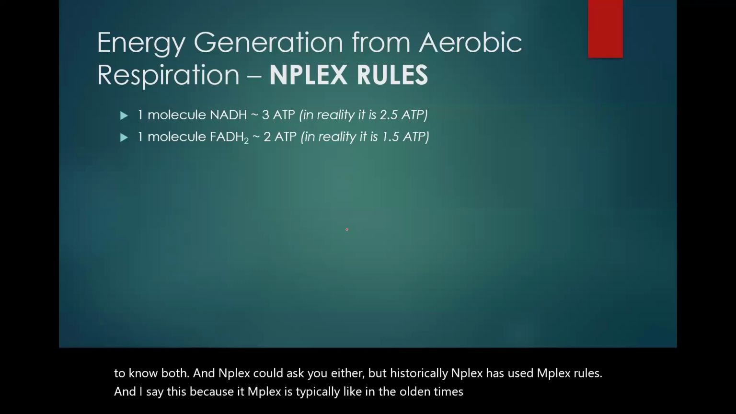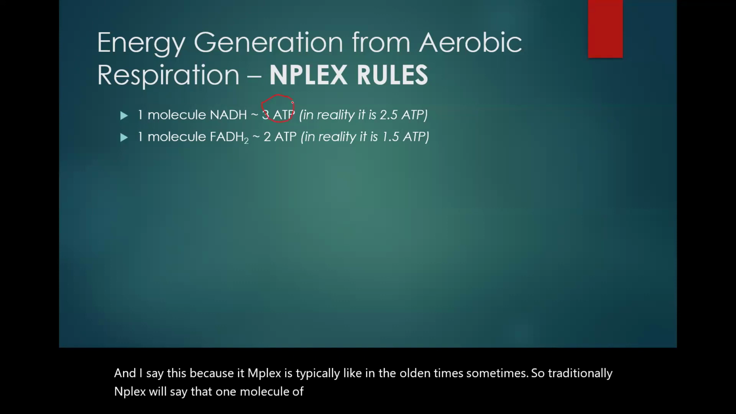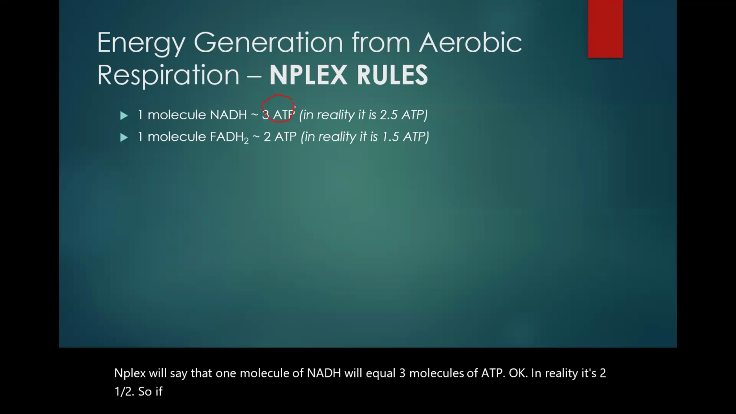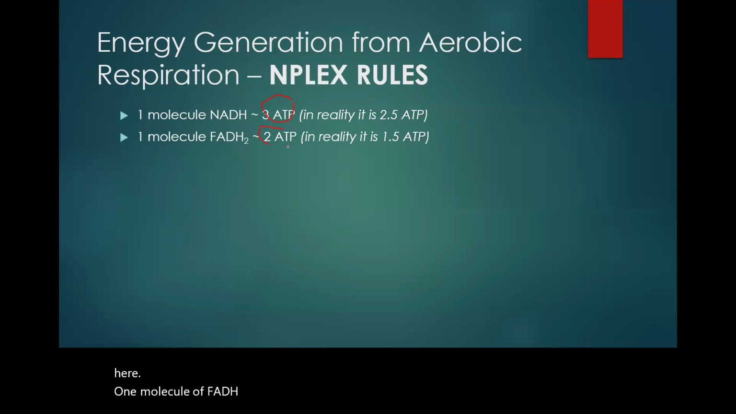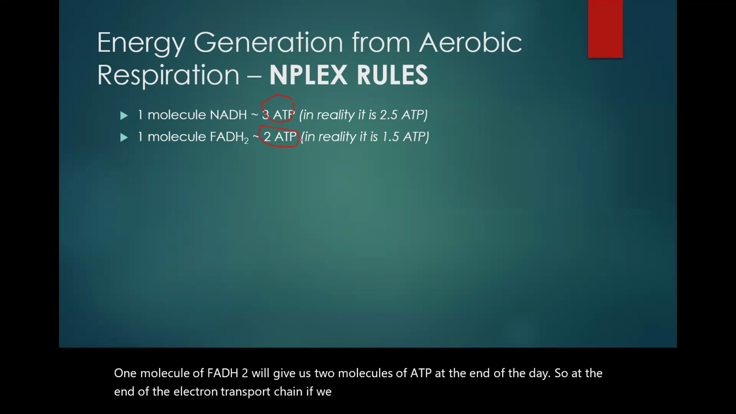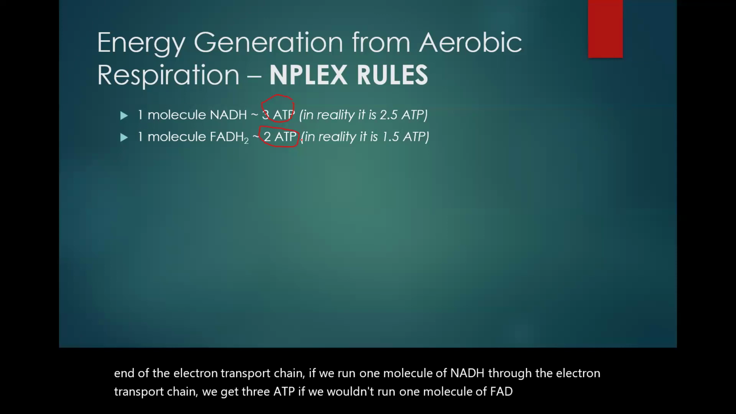Traditionally, NPLEX will say that 1 molecule of NADH will equal 3 molecules of ATP, okay? In reality, it's 2.5. So if we're being perfect, it's 2.5, but we're going to say 3 for now because we're doing NPLEX rules here. 1 molecule of FADH2 will give us 2 molecules of ATP at the end of the day. So at the end of the electron transport chain, if we run 1 molecule of NADH through the electron transport chain, we get 3 ATP. If we run 1 molecule of FADH, we get 2 ATP.